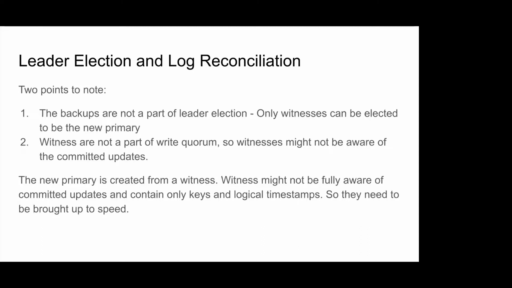Right. So how does leader election and log reconciliation happen in case of failures? Two things that are important to note here is that the backup nodes are not a part of the leader election. Only witnesses can take part in the election process, and thus only witnesses can be the new primaries. The catch here is that witnesses are not a part of the write quorum. So witnesses might not be fully aware of the committed updates, which means that if elected, a witness might be behind.